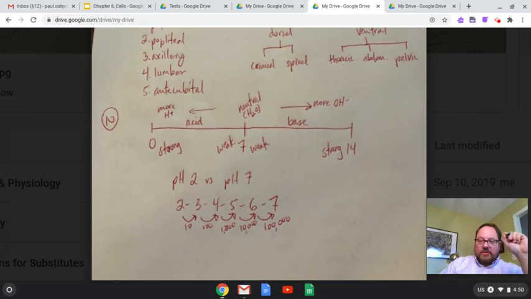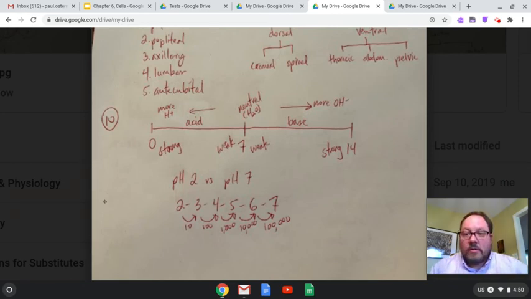So I found the easiest thing you can do is write down the range, 2, 3, 4, 5, 6, 7, and then know that every step is a factor of 10. So you're basically adding a 0. So if you go from a pH 2 to a pH 7, it's 10, 100, 1,000, 10,000, 100,000 times as many hydrogen ions. So again, imagine all the bonds that can be broken and the destruction that can be wrought on tissues of the body.